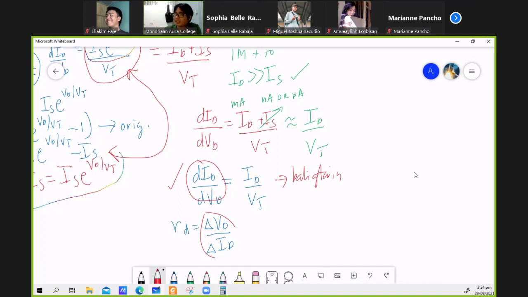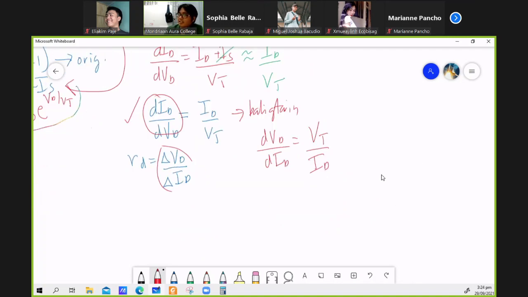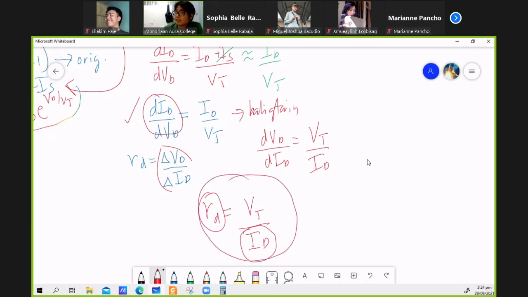So kung babaliktarin natin siya, we have dVD with respect to dID is equal to V sub T over I sub D. Or the AC resistance R sub D is equal to the thermal voltage divided by the diode current. So this proves na ang AC resistance ay nakadepende sa DC na kuryente. Okay? So this is how we solve for the AC dynamic resistance.